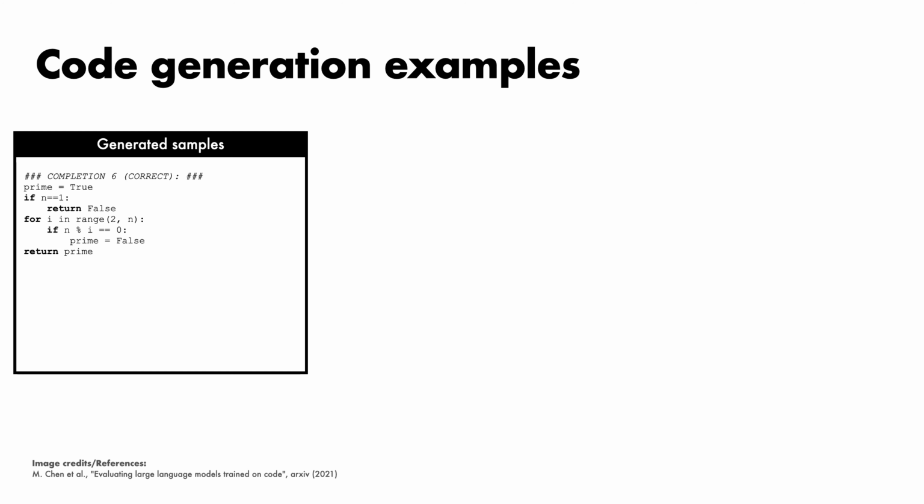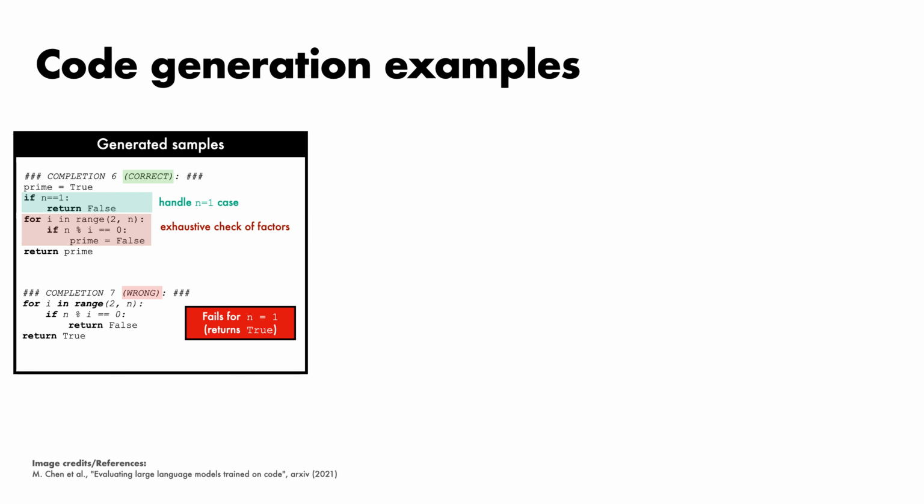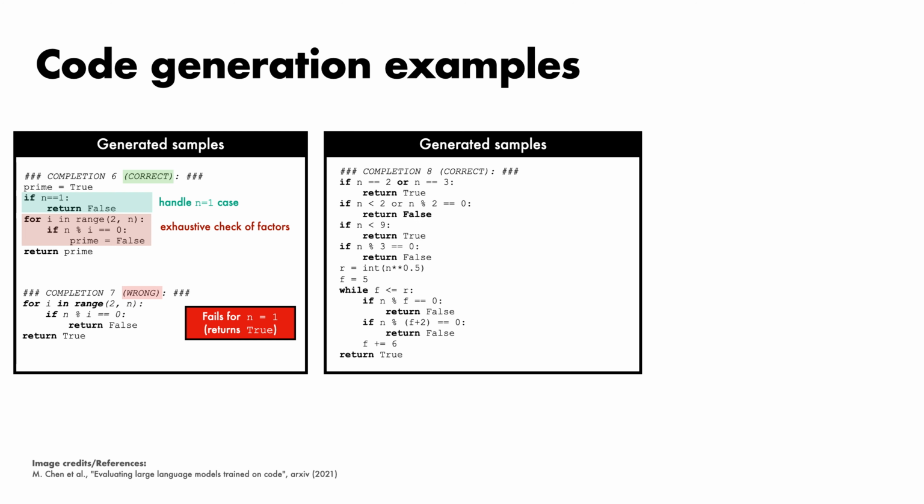The sixth completion is a correct one. The n equals 1 edge case is handled explicitly, and then we simply perform an exhaustive check of all possible factors. The seventh completion adopts a similar approach, but is wrong because it fails to handle the case of n equals 1. Our eighth and final example is a correct one.